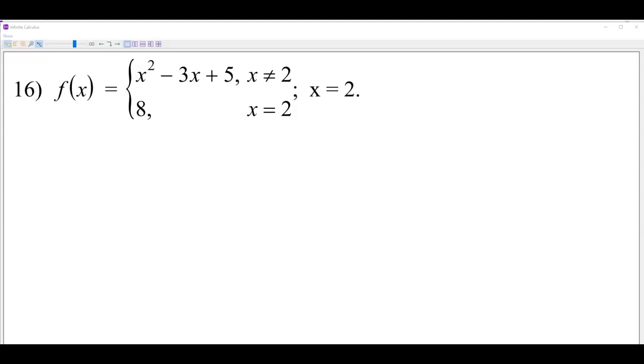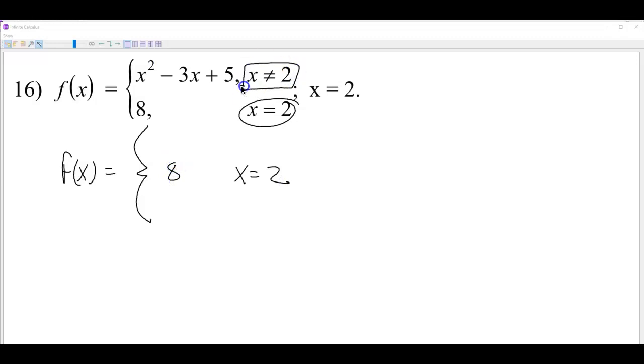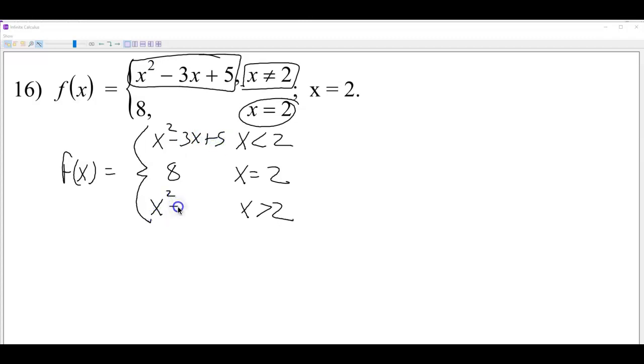For this one here, this is a special kind of piecewise function. The first thing we want to do with these ones is we want to rewrite them a little bit. Okay, it says x equals 2, right? And when x equals 2, we have an 8. But it says anytime x is not equal to 2, that means for anything else that's not equal to 2. In other words, if x is less than 2, or if x is greater than 2, then it's this guy. So that guy's going to go on the top, and he's also going to go on the bottom.